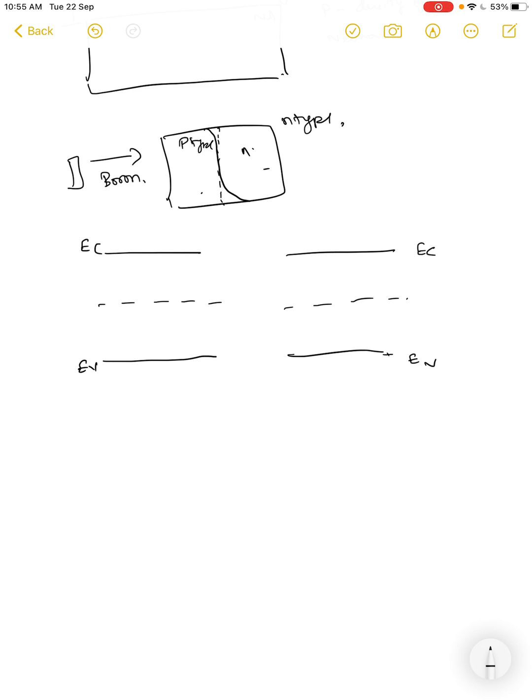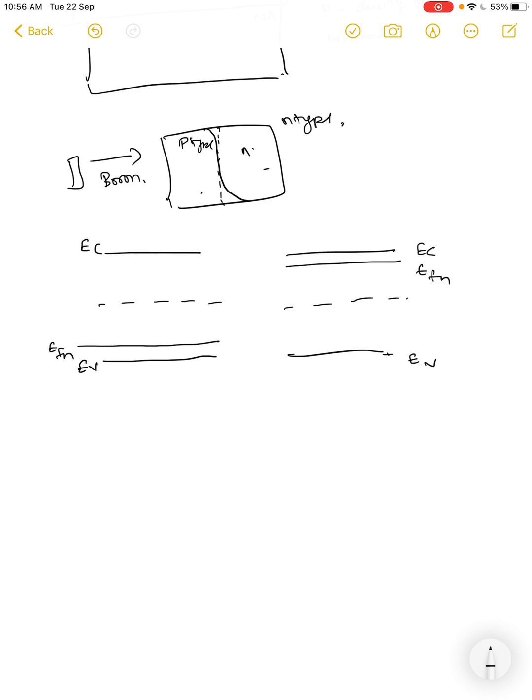So the conduction band energy levels and valence band energy levels should match. For a p-type material, you have a Fermi level which is close to the valence band. For an n-type material, you have a Fermi level which is close to the conduction band. This is something that we saw before, right? Now if we bring these two together, now what will happen?